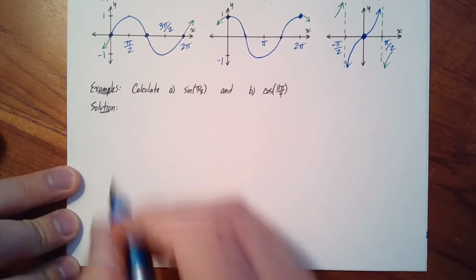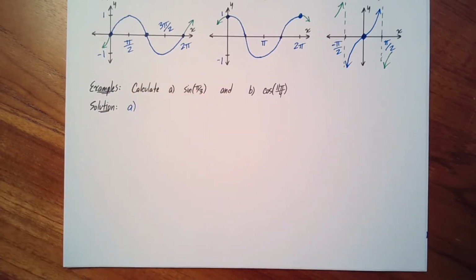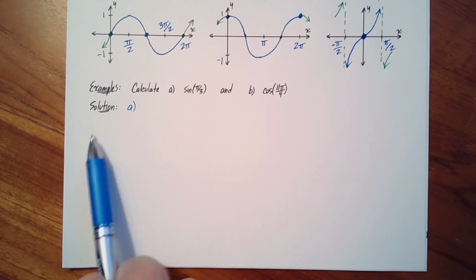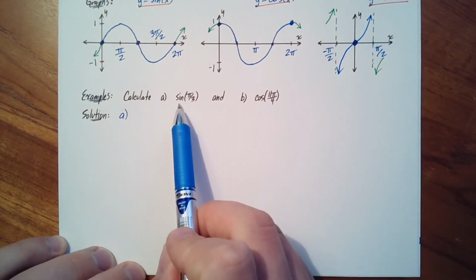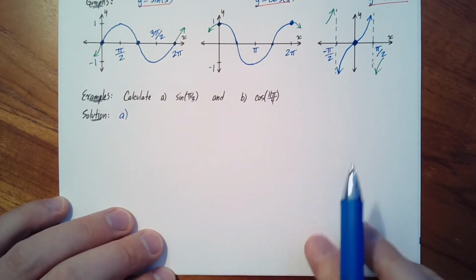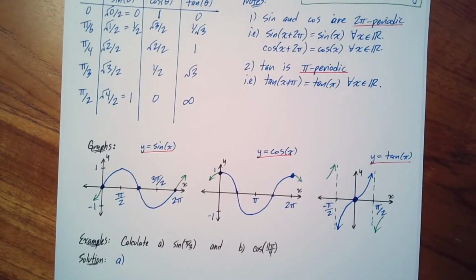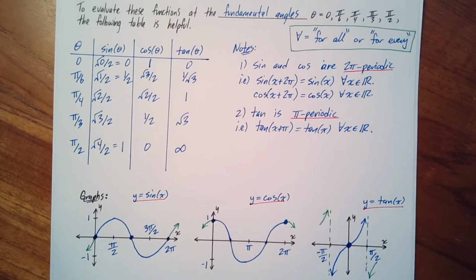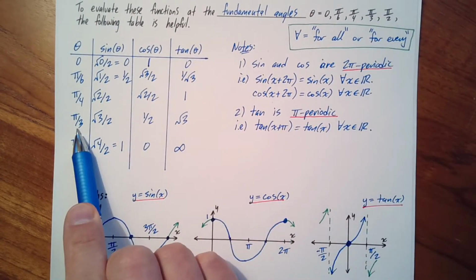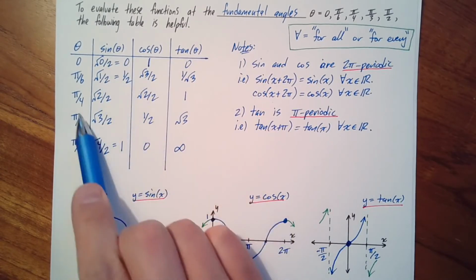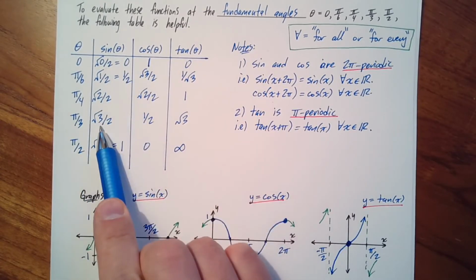So for part A, we don't have to do much work. So I'm just going to sneak it in up here because we'll need most of this room for part B. So for part A, we have sine of pi over 3. Okay, well, pi over 3 happens to be one of the fundamental angles, right? It's in the table. So sine of pi over 3 is just root 3 over 2.